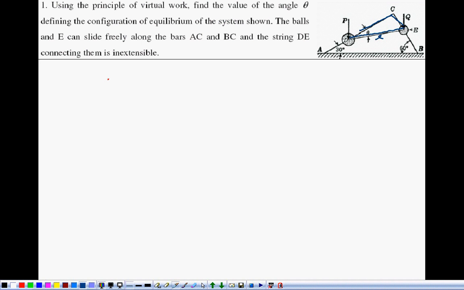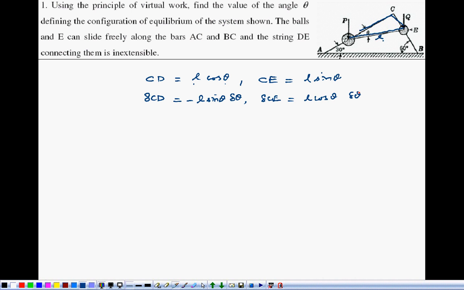Okay, so let's write down the relationship first. So the relationship between L, CD and CE are: CD is equal to L cos theta and CE equals L sin theta. What we have done basically is we have expressed these two changing variables in terms of theta and the unchanged L. Now it's easy. We just need to find out the variation of CD. That is nothing but minus L sin theta delta theta, and delta CE is L cos theta delta theta.